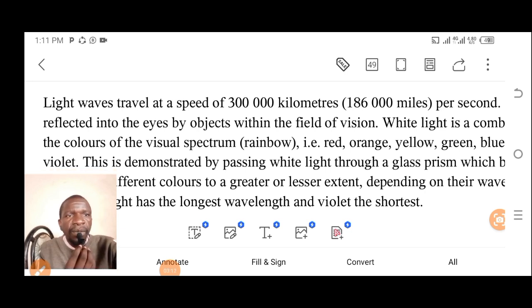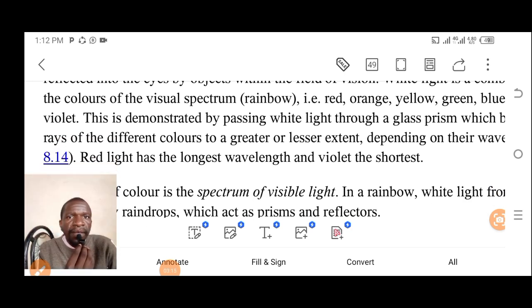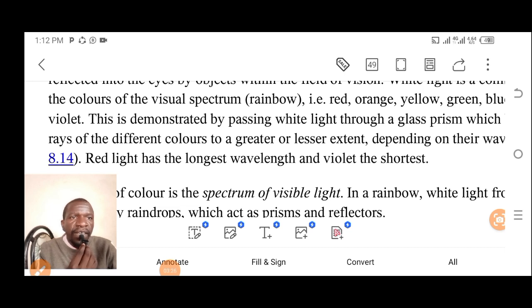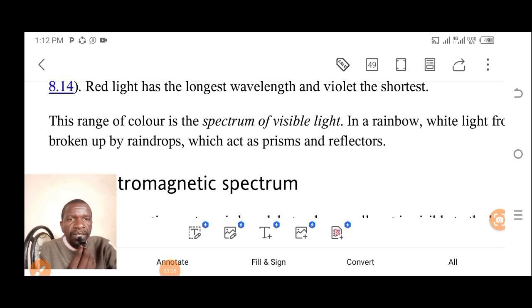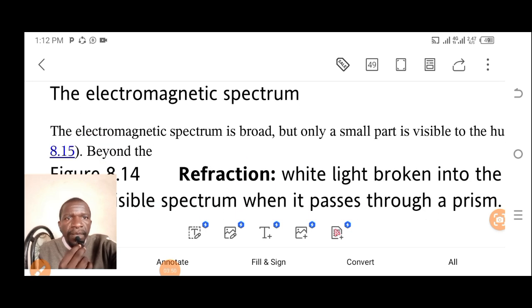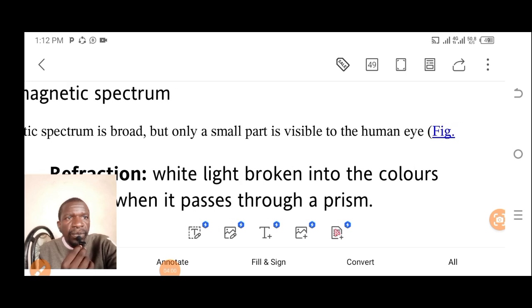So this is demonstrated by passing the white light through a glass prism, which bends the rays of different colors to a greater or lesser extent depending on the wavelengths. Red light has the longest wavelength and violet has got the shortest wavelength, as you can see, right? So all those are the colors of the visual spectrum or the rainbow. This range of color is the spectrum of visible light. In a rainbow, white light is broken up by raindrops which act as prisms and reflectors. So the colors of the rainbow, we can call it the electromagnetic spectrum. The electromagnetic spectrum is broad, but only a smaller part is visible to the human eye.